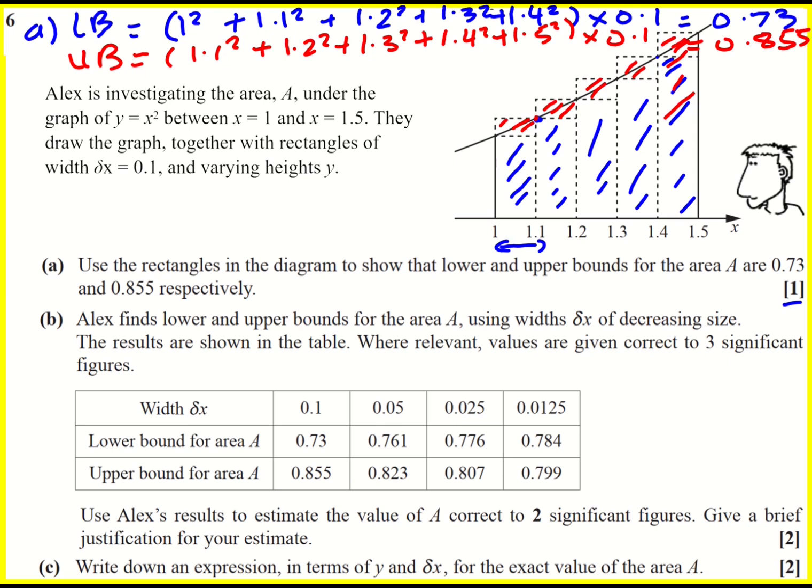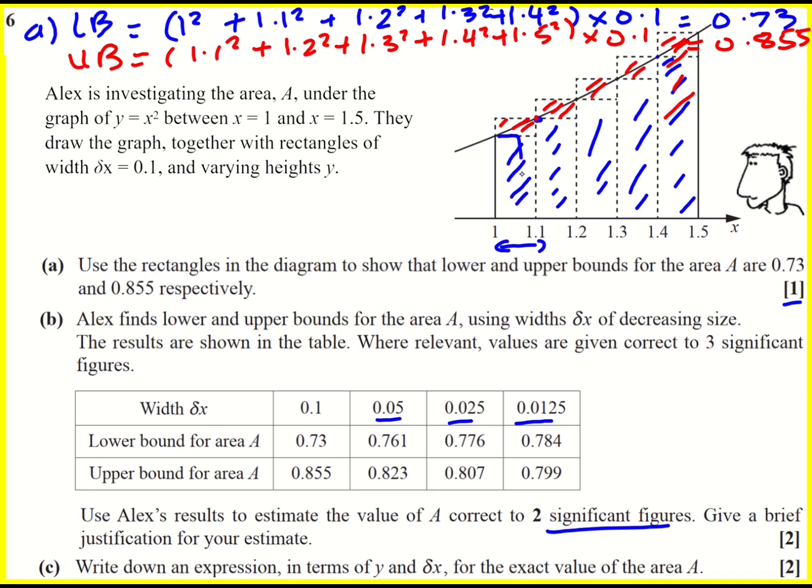In part B, Alex uses smaller and smaller widths to investigate this problem, so many more rectangles to consider, and the lower and upper bounds are given. We're asked to use Alex's results to estimate the actual value of A to correct to two significant figures. So as the rectangles become smaller, they're going to give a more accurate answer, first of all.